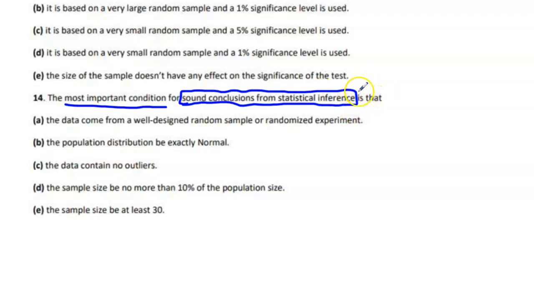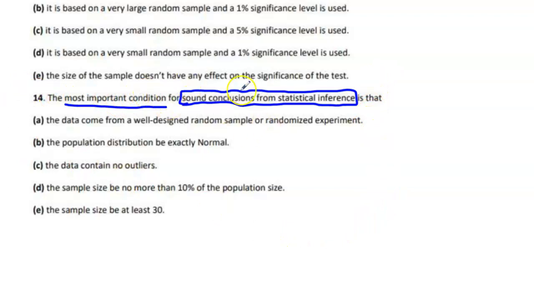We could collect 100,000 data values, a sample of 100,000, which is a very large sample size. We could collect it from an exactly normal population. We could collect it from information that has no outliers. We could make sure that the sample size is as big as it can be and smaller than 10% of the population size. But if we collect data in a flawed way, if we collect it in a biased way, or we use a sampling method that's convenience or something like that, if we collect the data in the wrong way, then we can't use that data to draw sound conclusions.